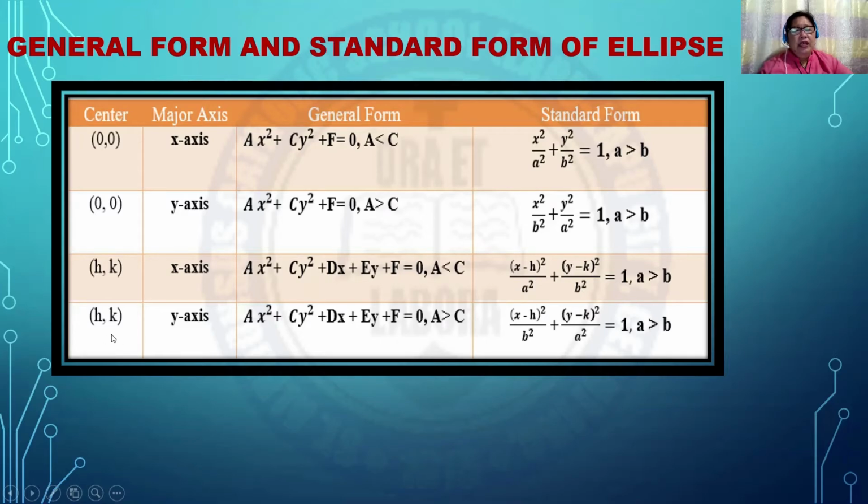And for center (h, k), the major axis is the y-axis. And the general form is ax squared plus cy squared plus dx plus ey plus f is equal to 0, where a is greater than c. And the standard form is the square of x minus h over b squared plus the square of y minus k over a squared is equal to 1, where a is greater than b.